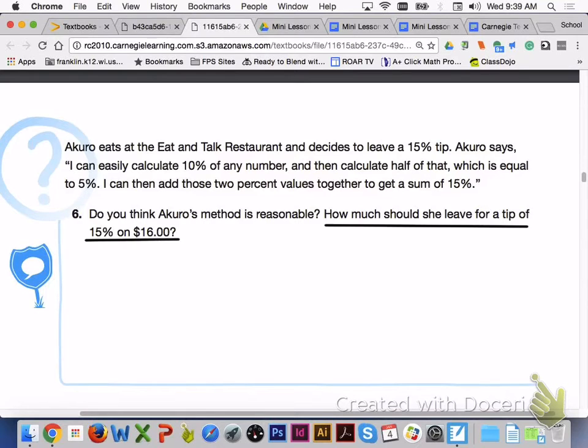Turn to page 409. Akuro eats at the Eat and Talk restaurant and decides to leave a 15% tip. He says, I can easily calculate 10% of any number and then calculate half of that, which is equal to 5%. I can then add those 2 values together to get a sum of 15%. Please answer number 6 with your group members.